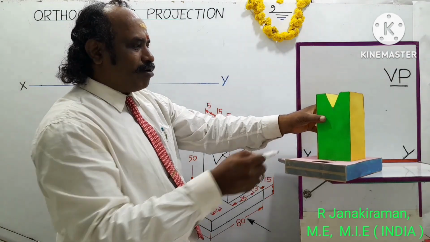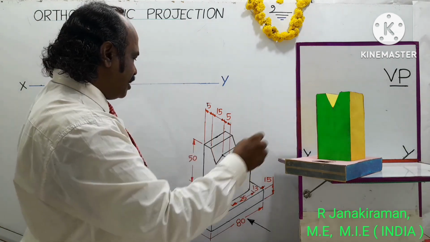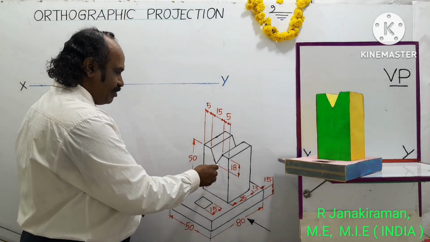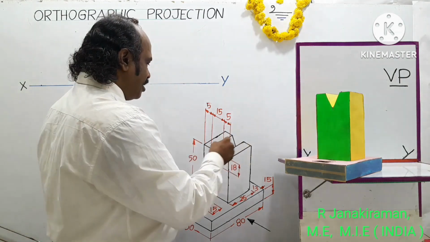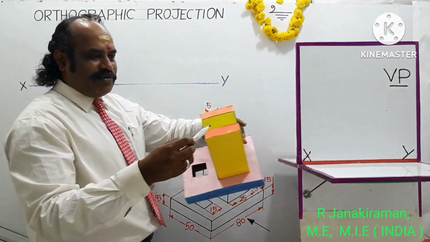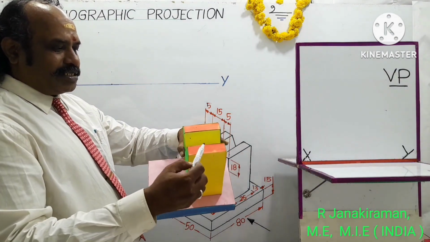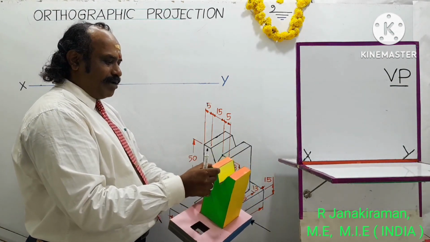In addition, it also has a V groove on the top surface. The V passage is there. The depth of the passage is 18 mm. This vertical depth is 18 mm. And there are two land surfaces, shown in orange color, on the top surface, on either side of the V groove. The thickness of the land is 5 mm, and this is another 5 mm.